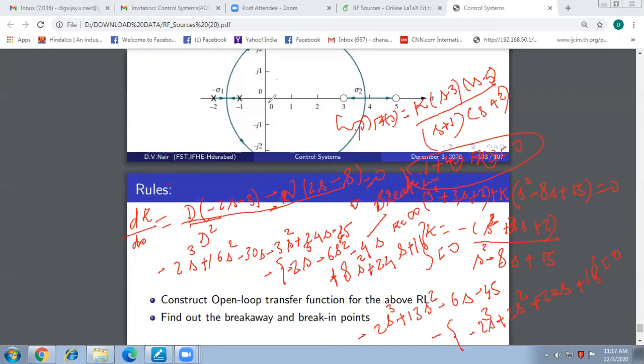Sir, are you there? I simplified it, sir, in a bit different manner. Sir, so now, 5s. Yeah, just let me finish it up, Himanshu.